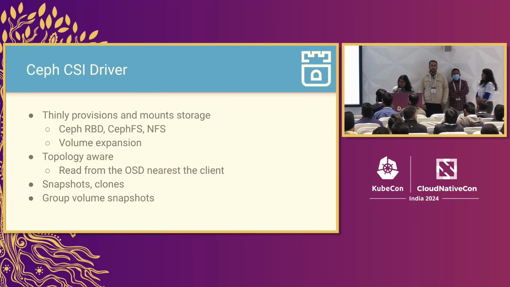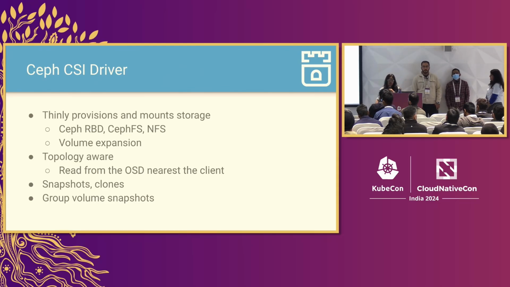And talking about the functionalities and features that it has, it is thinly provisioned, that is, the volume is measurable and it can be expanded further. It has different modes, as mentioned in earlier slides: the RBD, CephFS, and NFS. It is also topology aware, that is, it can read from the OSD nearest to its clients. It allows taking snapshots and clones. And recently, the group volume snapshot feature was introduced, which I think you will be able to see in an upcoming release, where we can take group snapshots at a time. So yeah, these are the things.